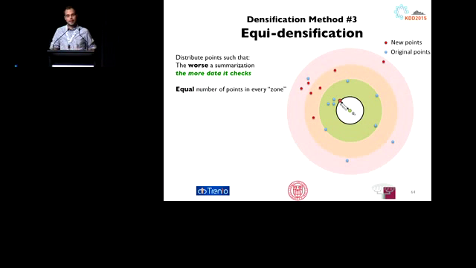So what we propose is equidensification. What we do is split this epsilon area into multiple zones, and we try to add an equal number of data in each zone, such that the worse the summarization is, the more data it has to check.